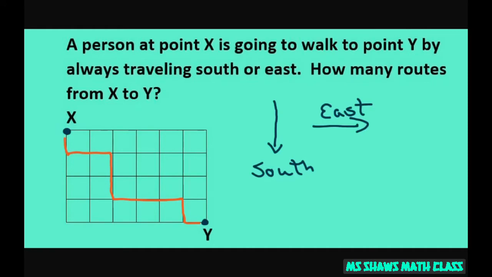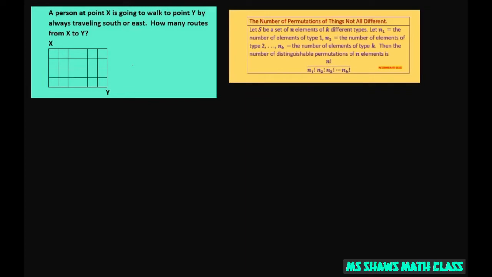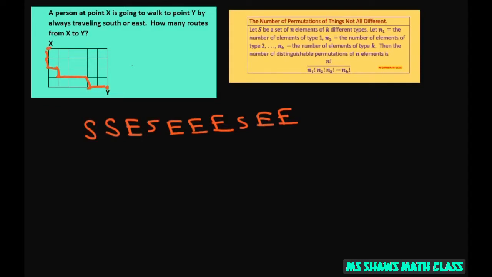So we're trying to find how many routes there are. So let's look at one route. We're starting here and here. One possible route would be south, south, and then one east, and then one south, and then three east, and one south, and that leaves us two east. Other routes could also be represented like that.